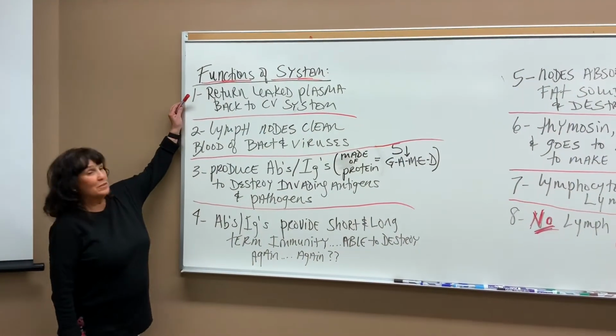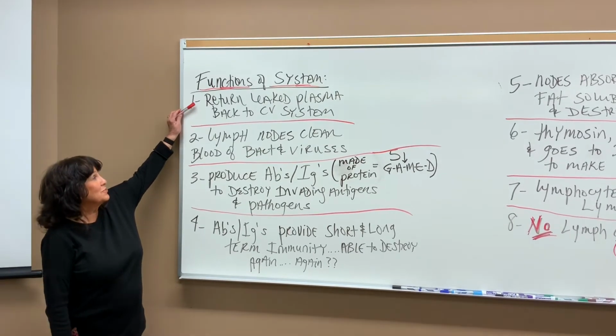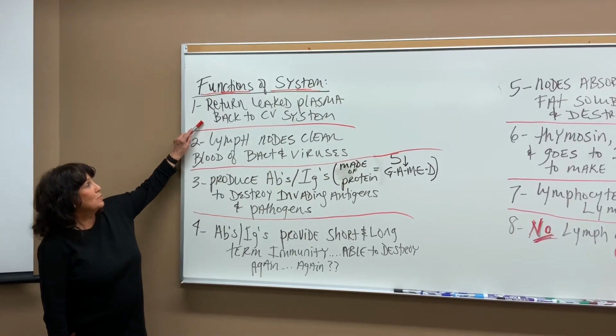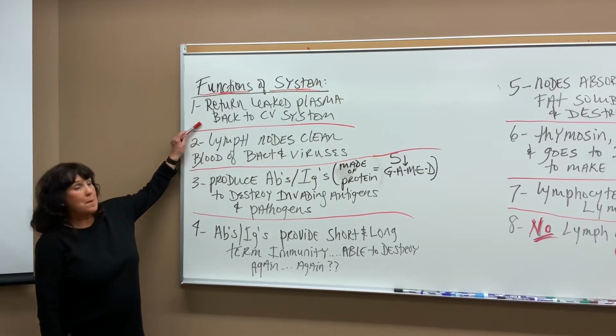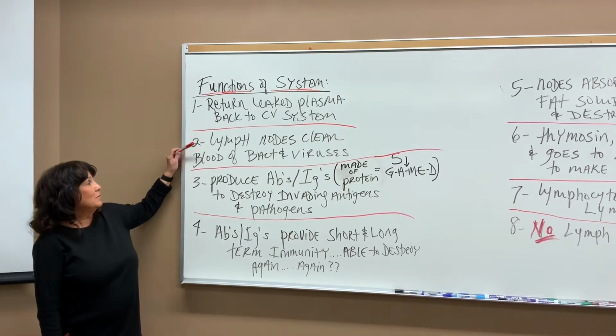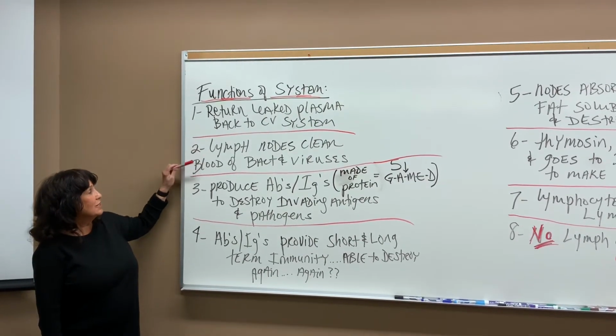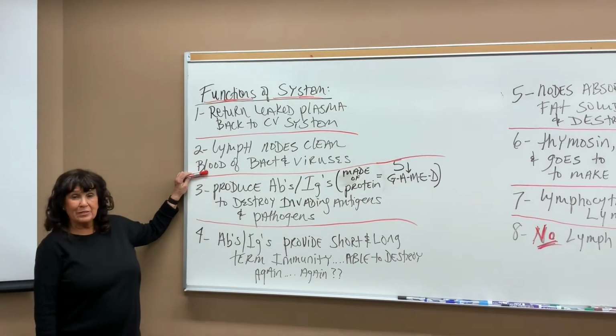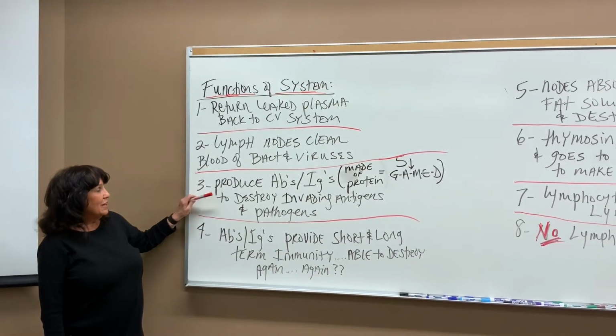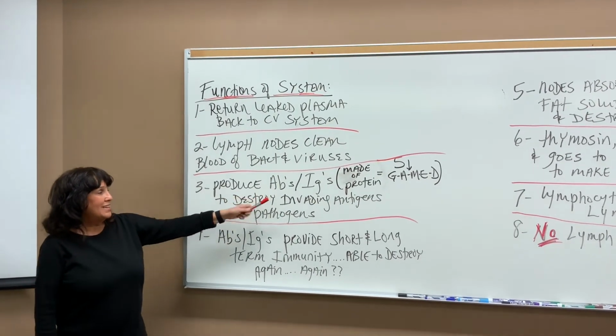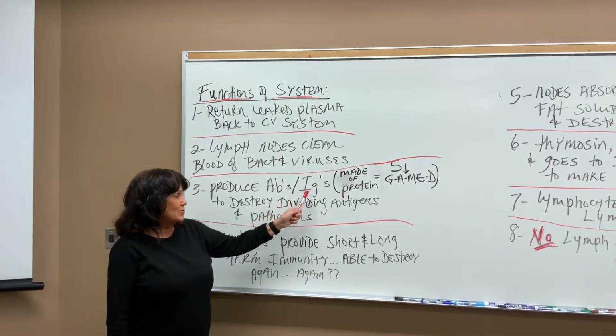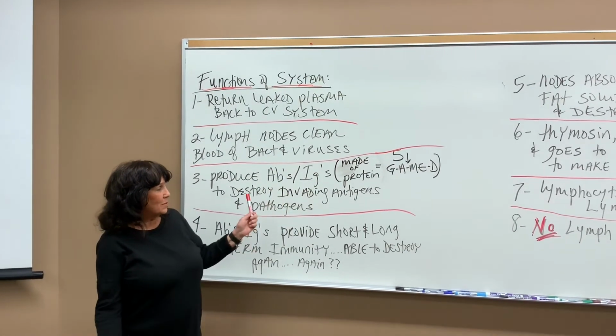Now we're going to go over the functions for the lymphatic system. So the number 1 job is to return leaked plasma back to the CV system. Number 2, lymph nodes clean the blood of bacteria and viruses. 3, they produce antibodies or Igs. Remember, same concept, same thing.